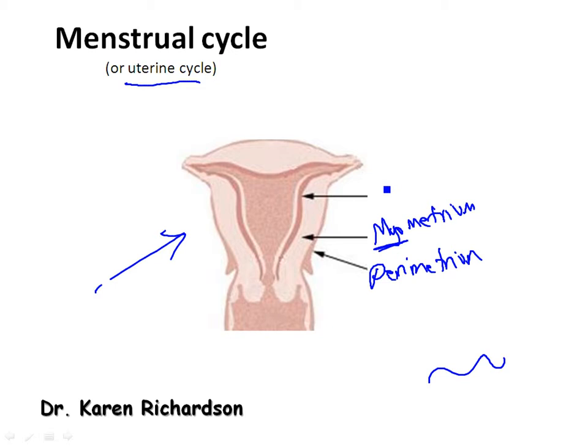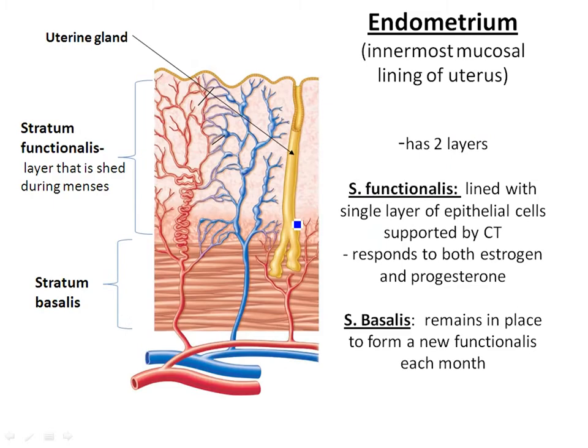Now the innermost lining is the endometrium, and this is of course what we're going to be referring to with the menstrual cycle. This is where menstruation takes place. This innermost lining is very important for two reasons. What we're going to be talking about today is the menstrual cycle, but this is also where an implanting embryo will develop.